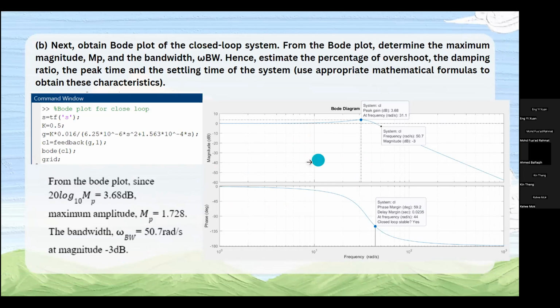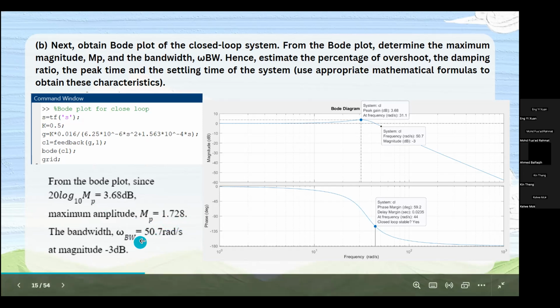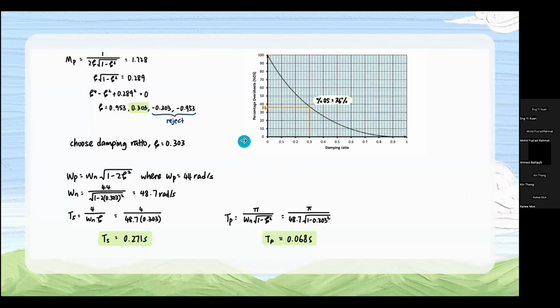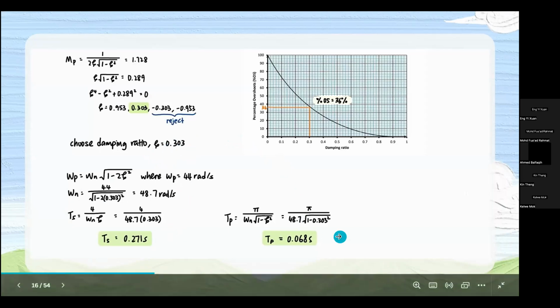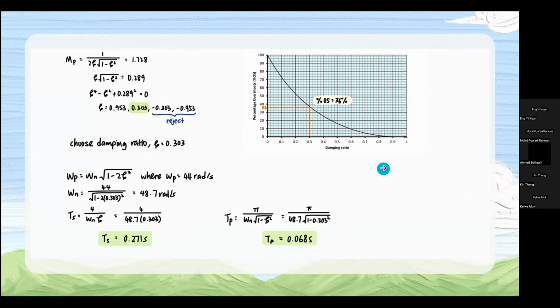So this is the closed loop Bode plot. From here, we can get the maximum magnitude Mp and the bandwidth. Bandwidth is 3 dB below the 0 dB level, and we get that the maximum amplitude is 1.728 and the bandwidth is 50.7 radians per second. From the values that we get previously, we can get the damping ratio, settling time, and peak time, and also the percentage overshoot we find from the graph.